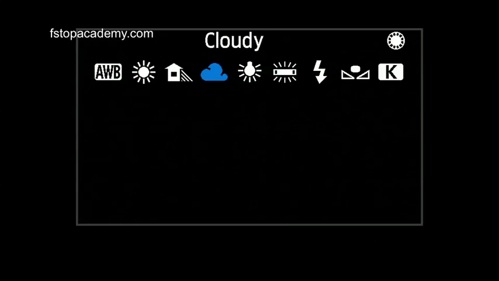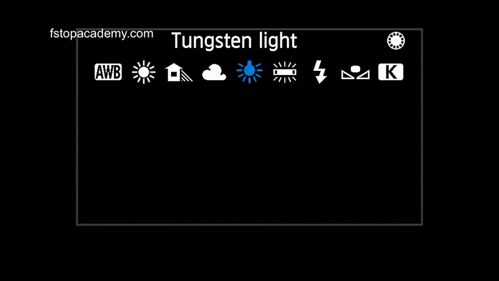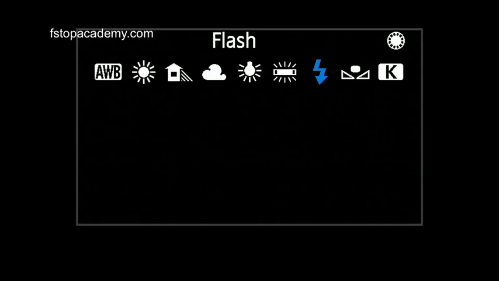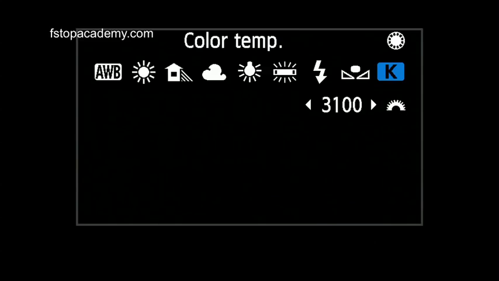The next option is tungsten. That's fine for any tungsten light shots indoors. White fluorescent light, again, I tend to stay away from that. Flash, of course, you don't use flash when you're in movie mode. Custom, again, I would stay away from custom white balances, generally speaking. The next one I would think about looking at is Kelvin, and that's where you set the Kelvin degrees exactly as you want them.